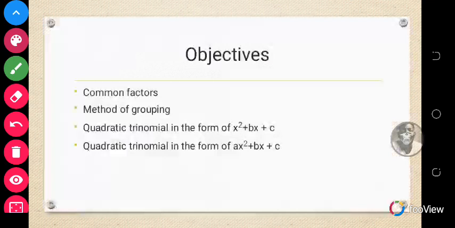lesson, you should be able to identify common factors. You should be able to factorize algebraic expression using the method of grouping. You should be able to factorize quadratic trinomial in the form of x squared plus bx plus c, and you should be able to factorize quadratic trinomial in the form of ax squared plus bx plus c.